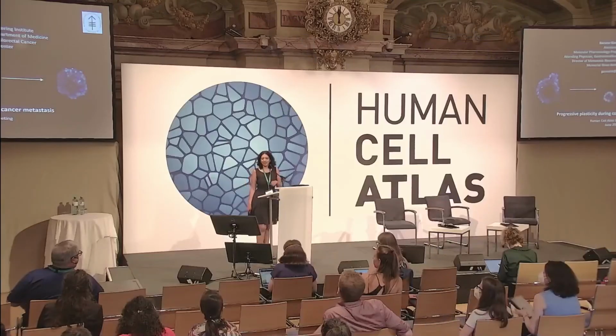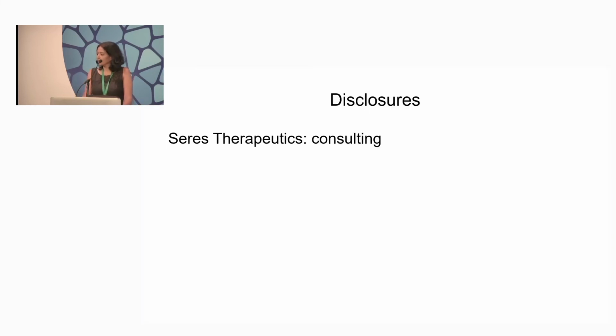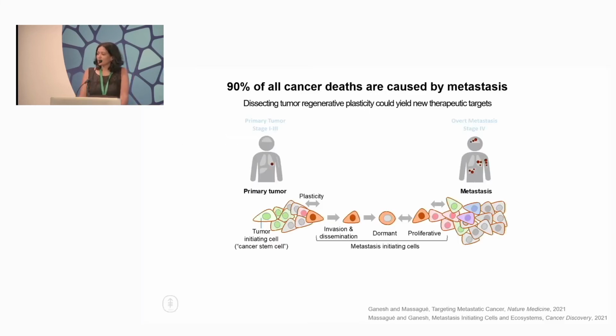Thank you all for staying till the end and for this amazing opportunity to talk about our work today. I'm a physician scientist, a GI medical oncologist, and run a research lab studying stem cell plasticity during tumor progression with the goal ultimately of making an impact for our patients. These are my disclosures. We study metastasis because metastasis is the reason why most people die from cancer.